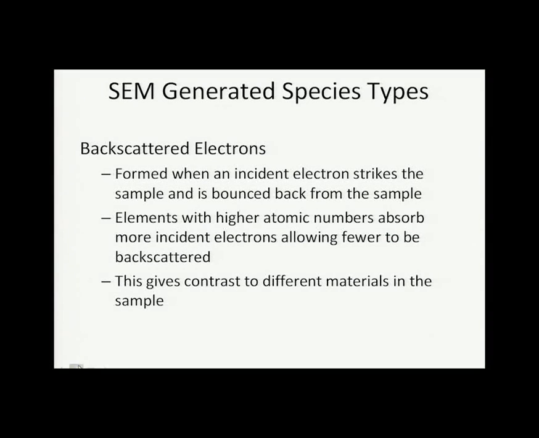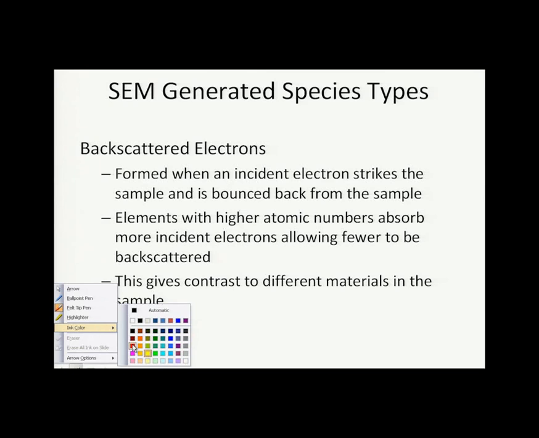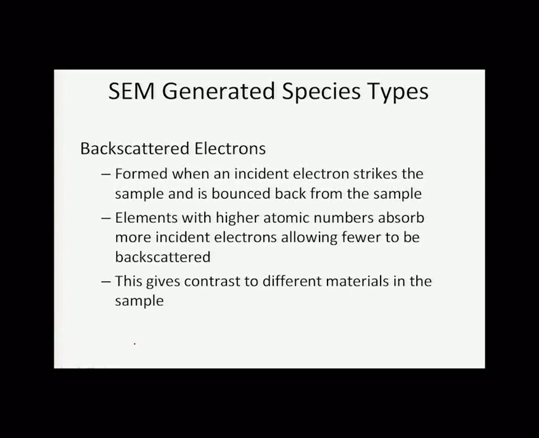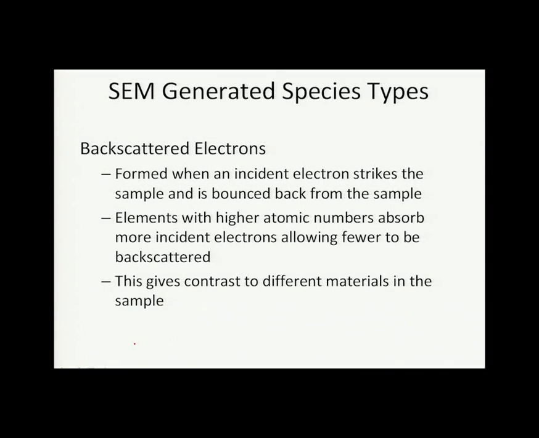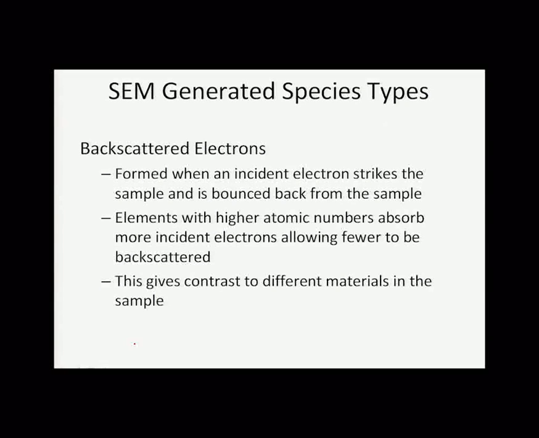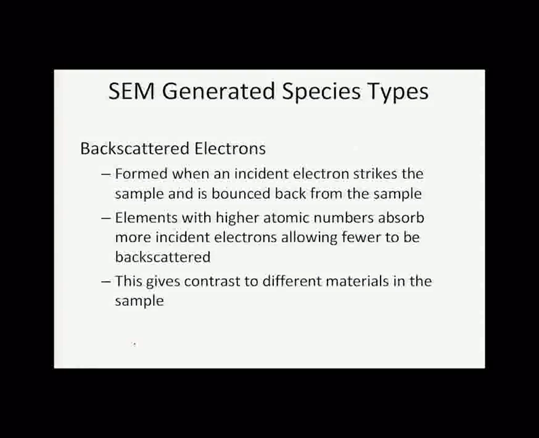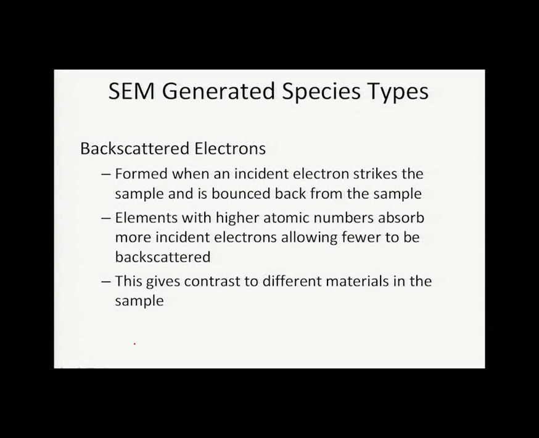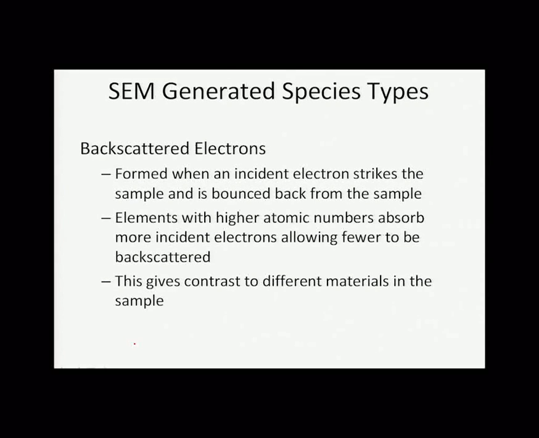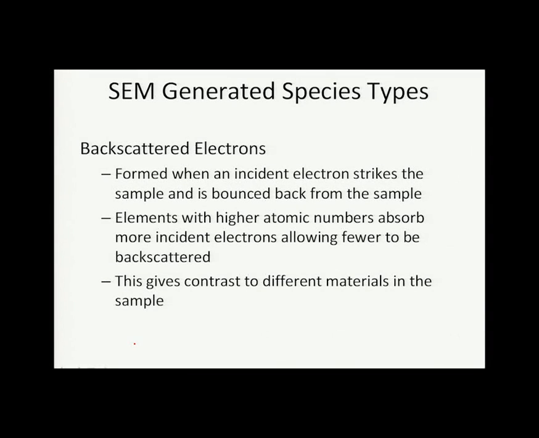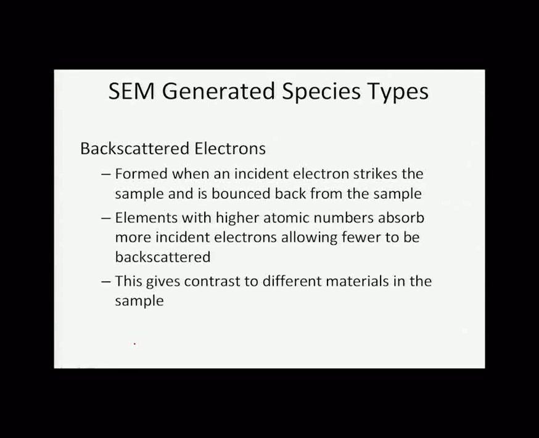So there are multiple types of species, and we'll talk about these in a little bit more detail. For example, the first one we'll talk about are backscattered electrons. So these are formed when an incident electron strikes a sample and is bounced back from the sample. Elements with higher atomic numbers absorb more incident electrons, allowing fewer to be backscattered. This gives contrast to different materials in the sample. So let's make that a little bit more clear.